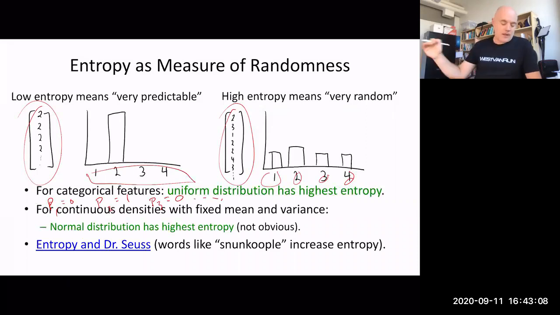Like I said, we're not going to talk about differential entropy at all in this course, but it's interesting to note that for continuous densities with fixed mean and variance, the normal distribution has the highest entropy, and that is super not obvious.